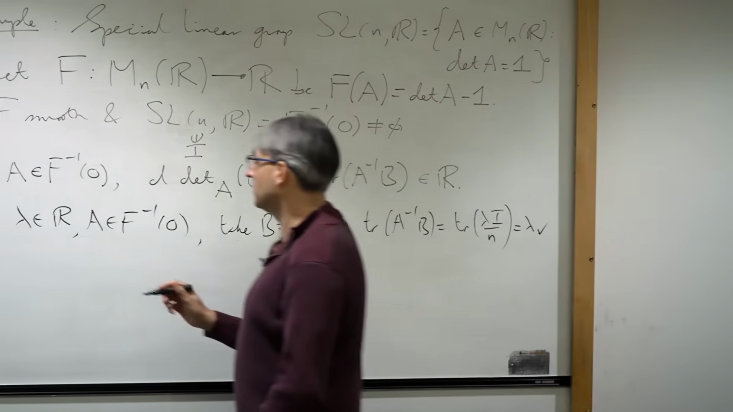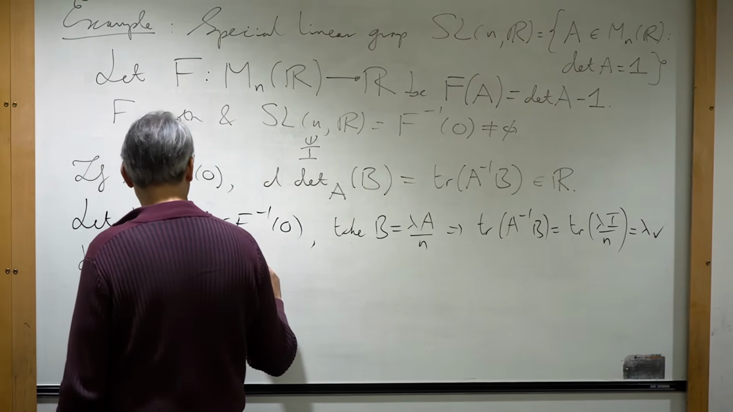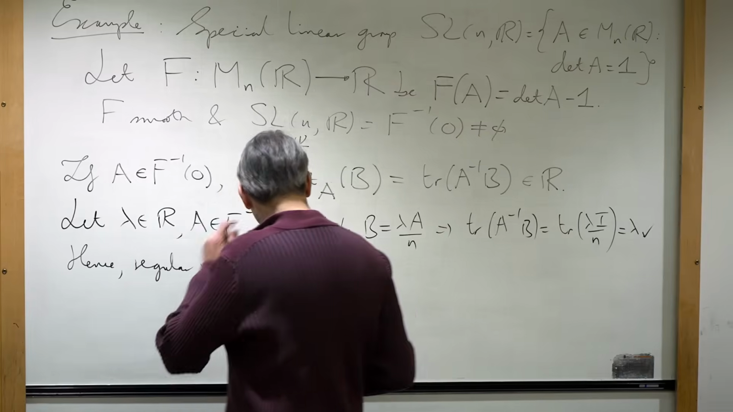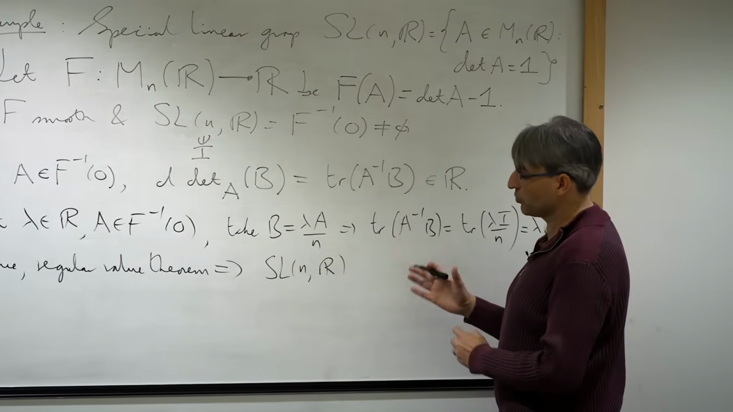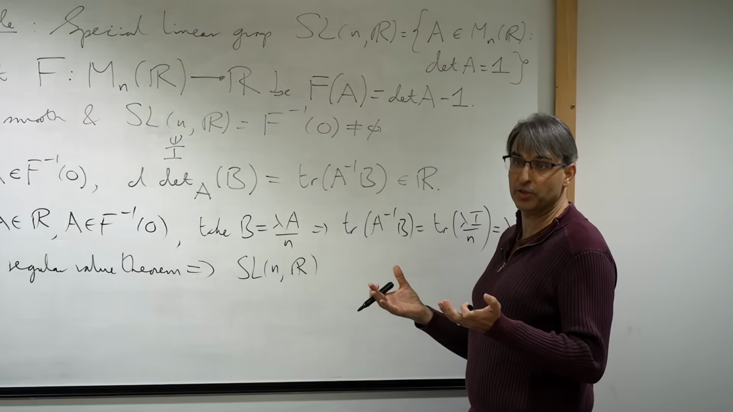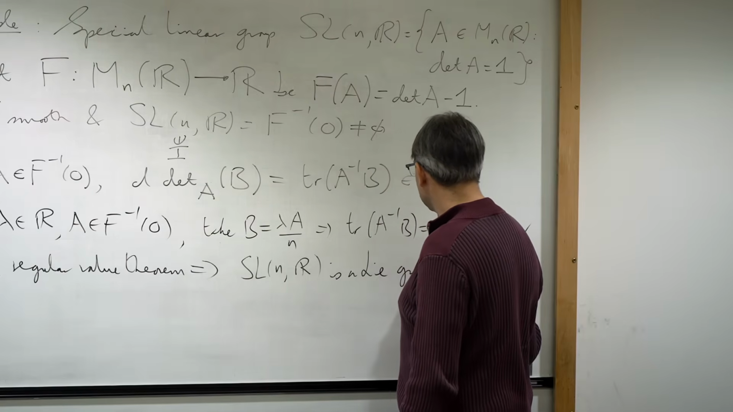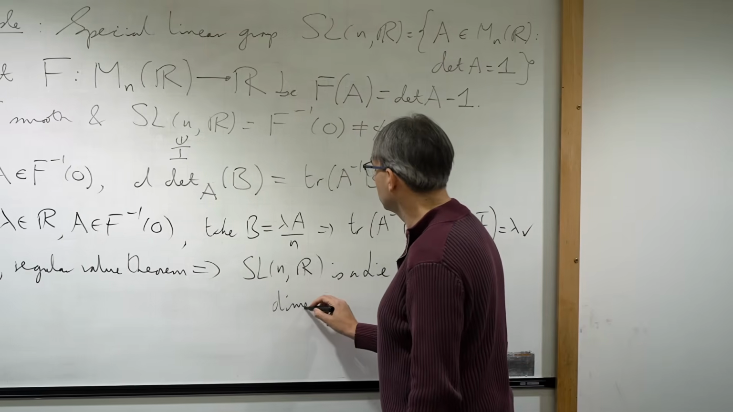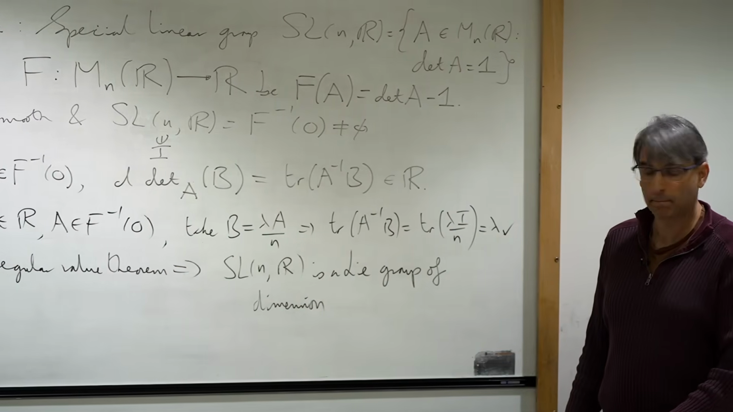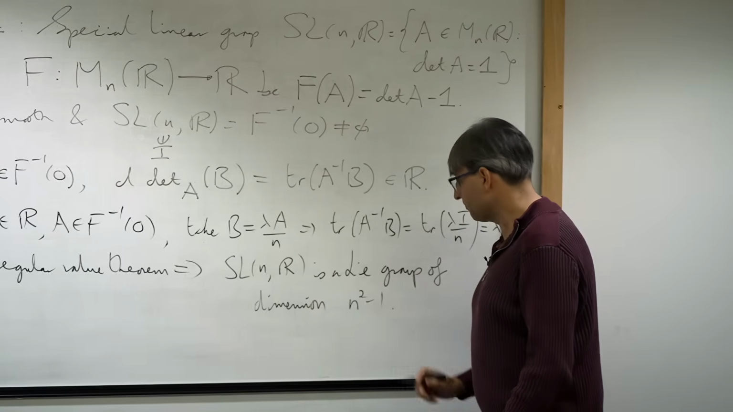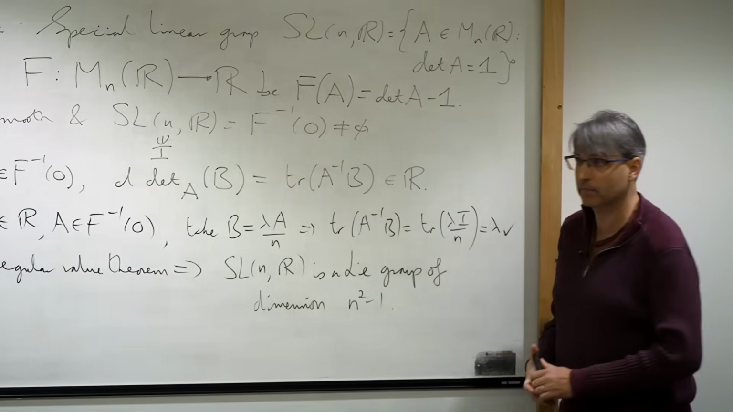So hence, the regular value theorem implies that SLNR is a manifold. In fact, it's easy to check that it's a Lie group, because we're restricting the multiplication and inversion from GLNR, which we already knew was smooth. The multiplication and inversion are smooth, so it is a Lie group. And what's its dimension? Yes, n squared minus 1, because we're just subtracting the dimensions of M and R, which is n squared, and R, which is 1. So that gives us the answer. That's great.